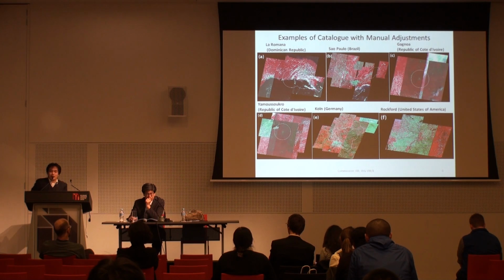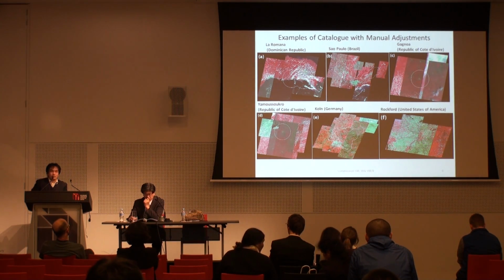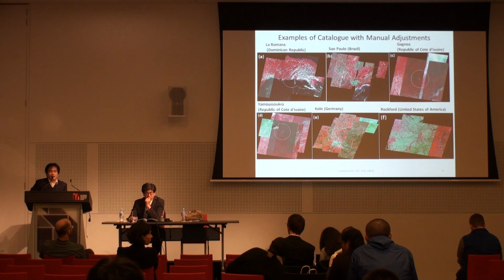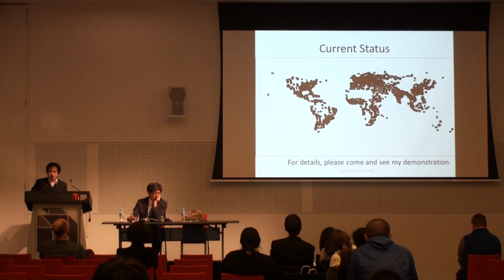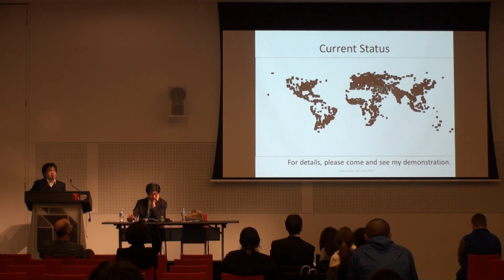Then I had a trial to make a combination by manual. Then I identified some good combinations like these. Then there is much space to be improved on the algorithm as I showed, such as assessment of cloud contamination, also assessment of satellite data. Here is the current status of the result. I will demonstrate the result with my PC.